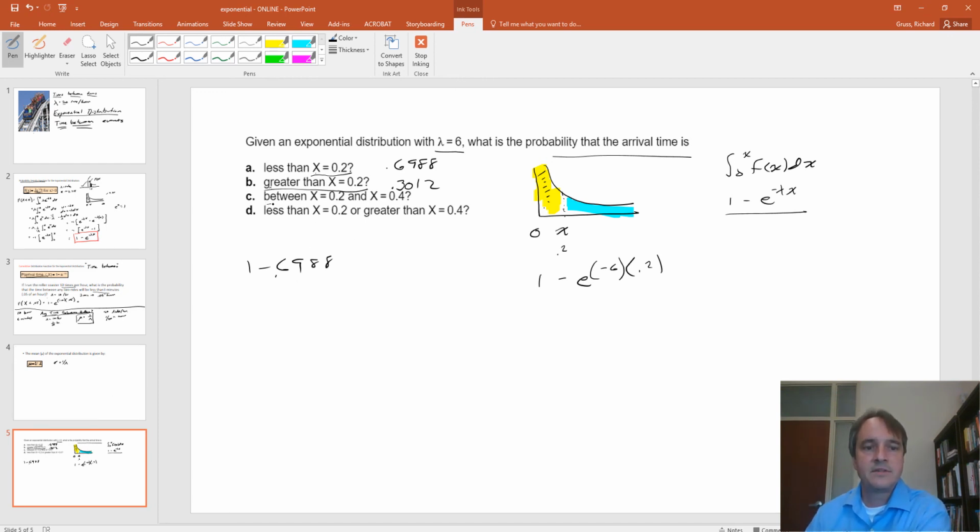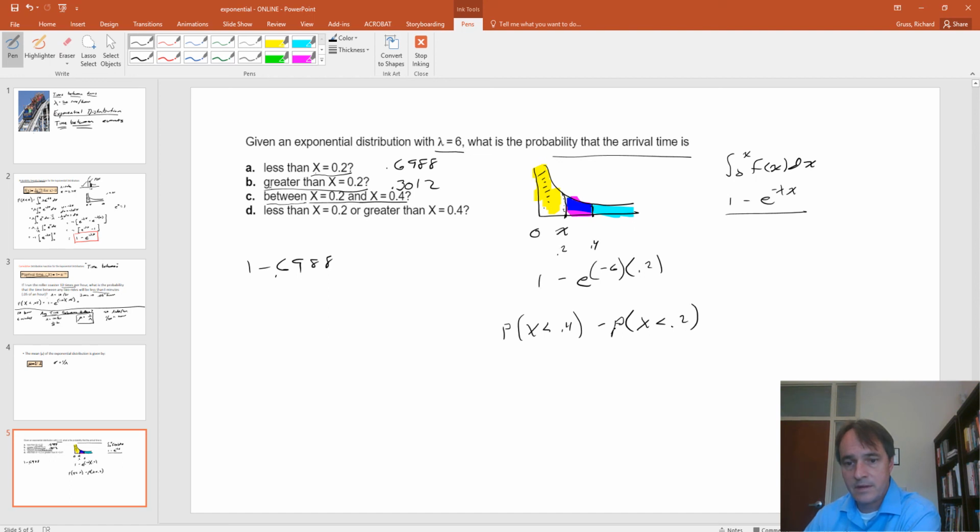Okay, so now it's asking us, what's the probability that the arrival time will be between 0.2 and 0.4? So now we've got another value out here. We're saying this is 0.2 and this is 0.4, and we've got this new area in here. So we need to find out what this area is. When we did this for the normal distribution, all we did was take two left tail probabilities. So we took the probability that x is less than 0.4, so this whole area, minus the probability that x is less than 0.2. And we've already calculated this one. We know that it's 0.6988, and we don't have this one yet.